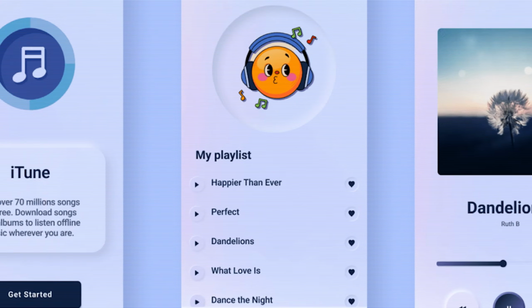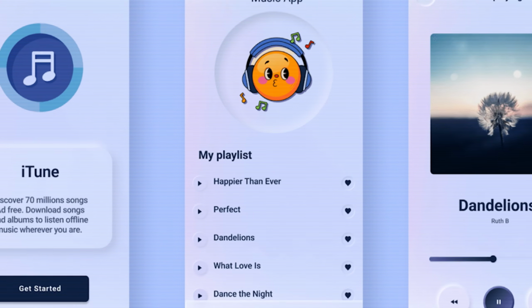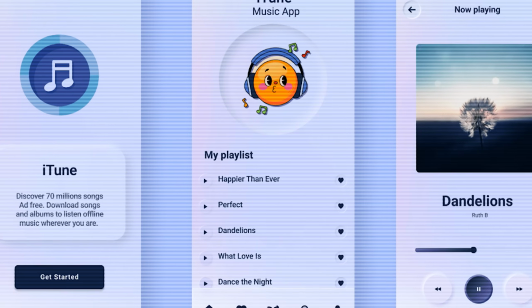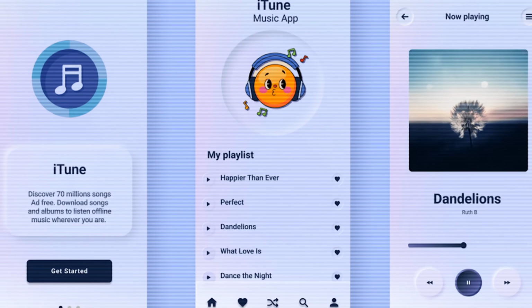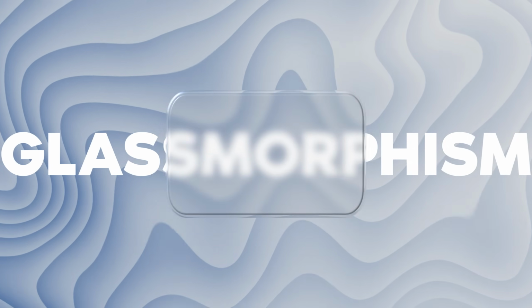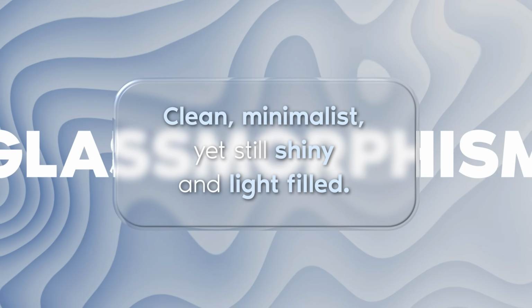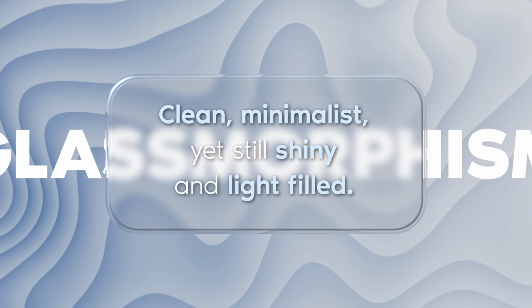This time, it's often technology that's embedded in our physical world, like mixed reality glasses. But regardless of the medium, one trend is clear: more detail, the return of glass, and translucent menus. And this isn't just a trend anymore, it's becoming a reality. That's how glassomorphism was born. Think of it as Aero after detox. Clean, minimalist, yet still shiny and light-filled.